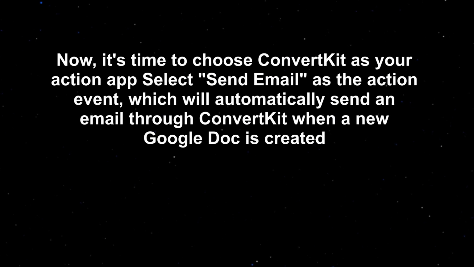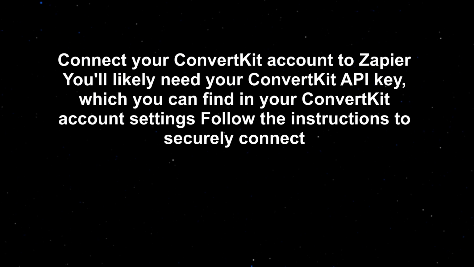Now, it's time to choose ConvertKit as your action app. Select Send Email as the action event, which will automatically send an email through ConvertKit when a new Google Doc is created. Connect your ConvertKit account to Zapier. You'll likely need your ConvertKit API key, which you can find in your ConvertKit account settings. Follow the instructions to securely connect.